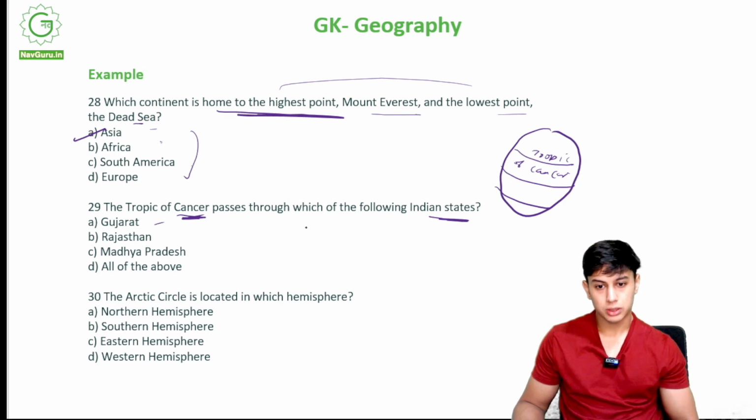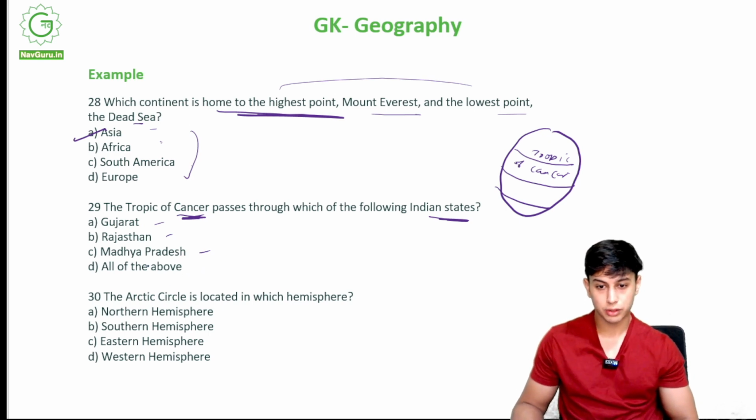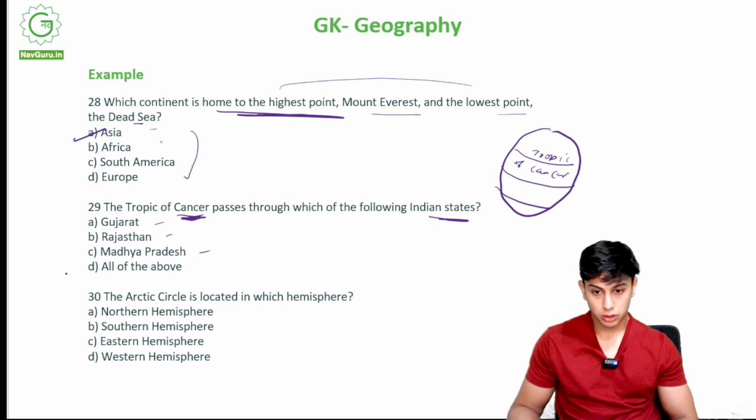Does it pass through Gujarat? Does it pass through Rajasthan? Does it pass through Madhya Pradesh? Or does it pass from all of the above? Okay, so the Tropic of Cancer passes through all of the above. It is going from all of the above.